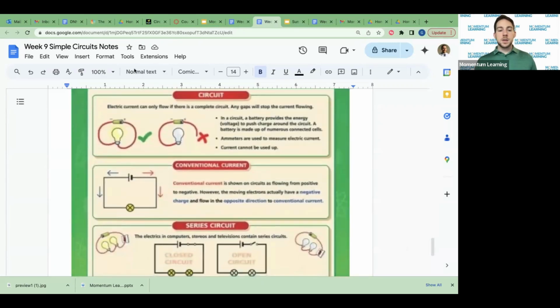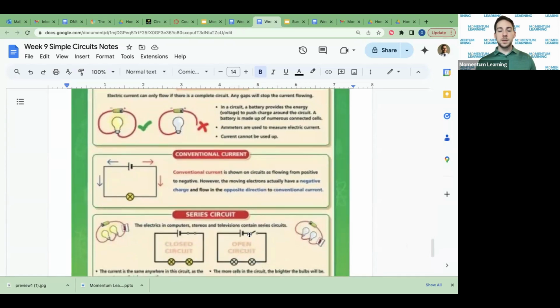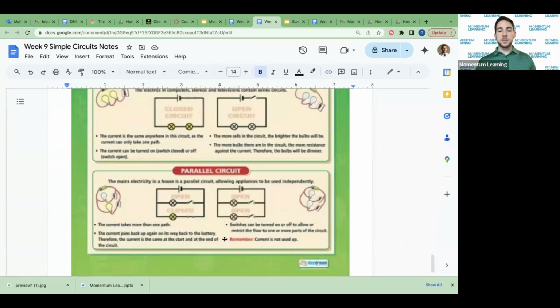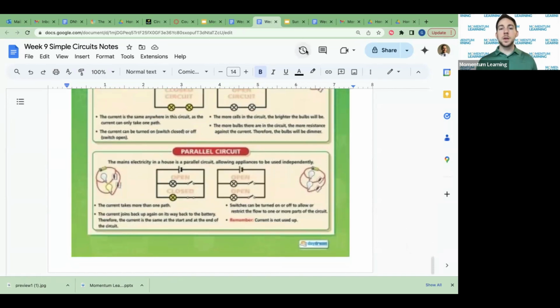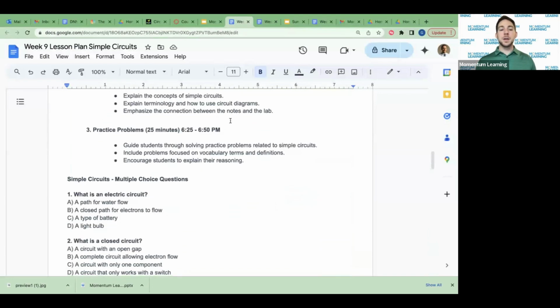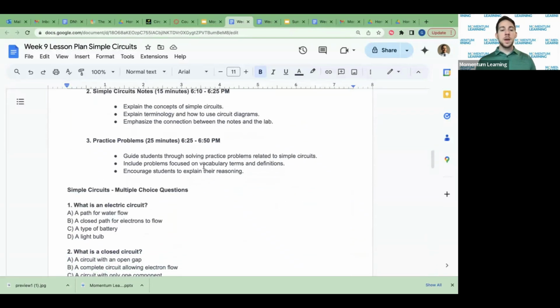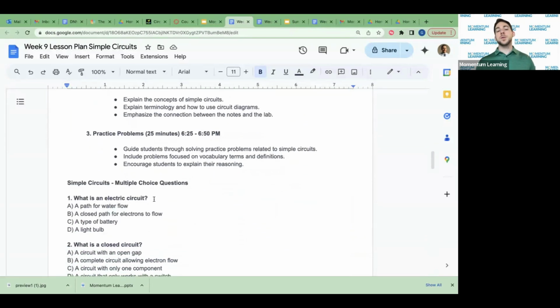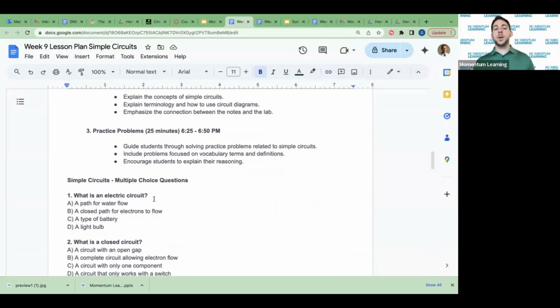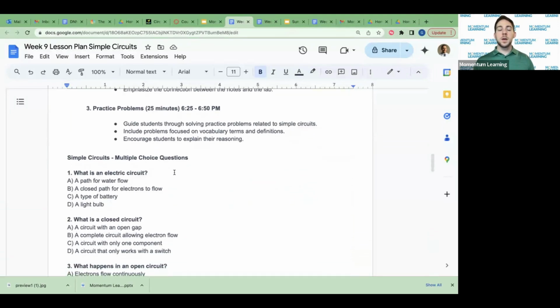Right, so this is just summarizing the main concepts: open versus closed, series versus parallel circuit. Then the next part of the lesson, after the notes, students would practice answering some sample questions based on the notes. I typically do 10 multiple choice questions just so they know what kind of question to expect when they're completing the homework.